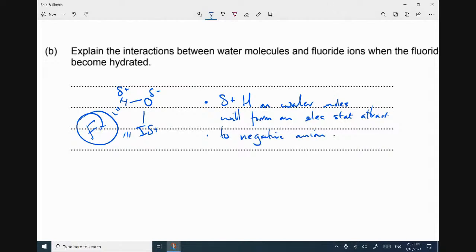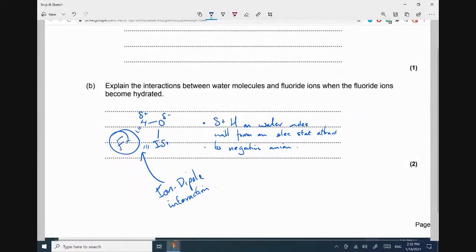Nice and easy. Not complicated, but that picture there, by the way, is called an ion dipole interaction. I think it came up on your mock in AS, didn't it? You see, I have mentioned this before, but it's fine.